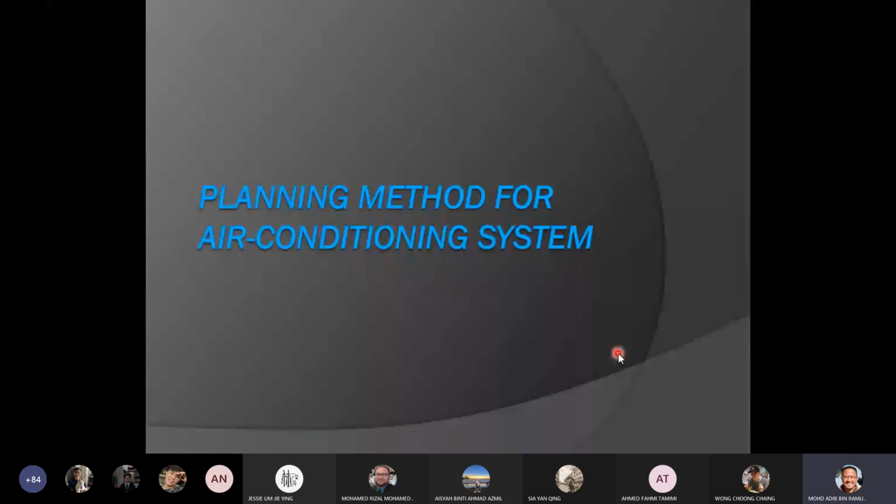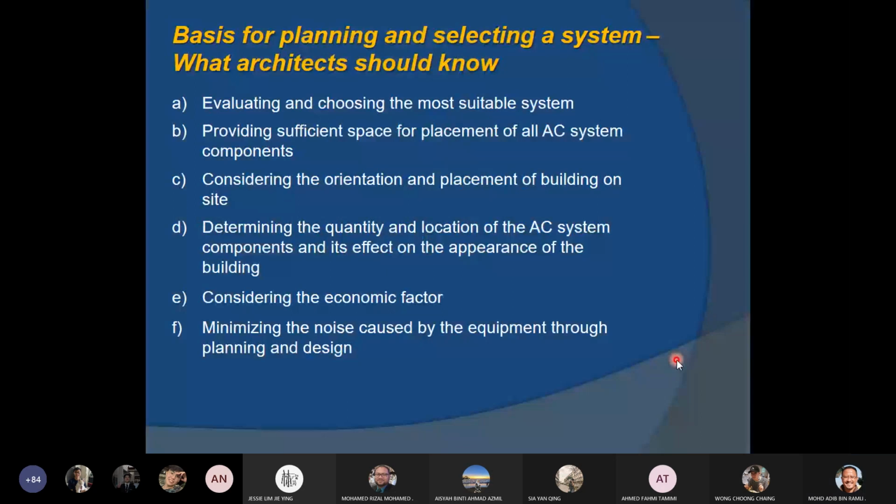Okay, planning method for air conditioning system. So this is for planning and selecting a system, what an architect should know. First one is evaluating and choosing the most suitable system. You can suggest, right? You can suggest based on your knowledge. You can suggest what kind of system to be used, but of course, the detail part will be done by the M&E engineer.